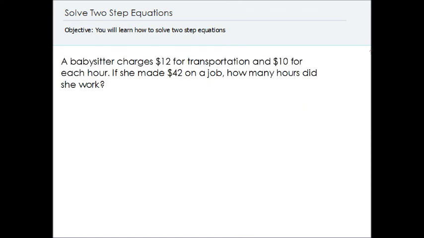All right, let's try this one on our own. See if we can write out our equation and then solve it. Come on back when you're ready. All right, let's take a look. A babysitter charges $12 for transportation and $10 an hour. If she made $42 on the job, how many hours did she work?